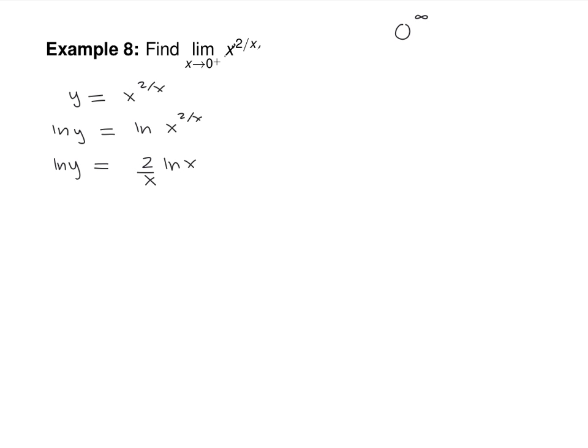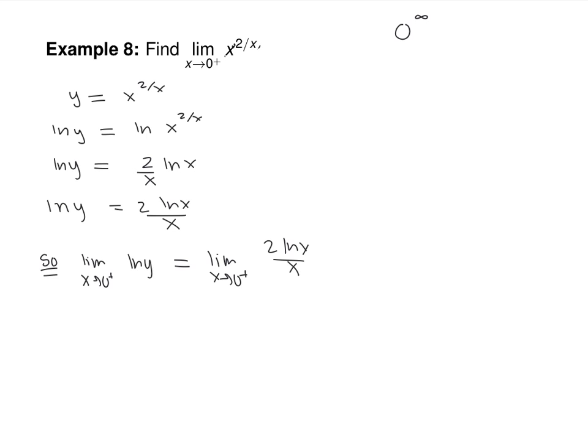And that's now 2 ln x over x. Now, can you find the limit of that thing? So here's what I'm going to say. The limit as x goes to 0 plus of natural log y is equal to the limit as x goes to 0 plus of 2 ln x over x. Yes? Does that part make sense?